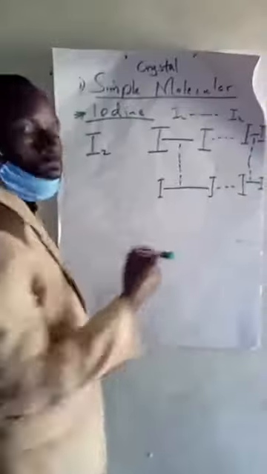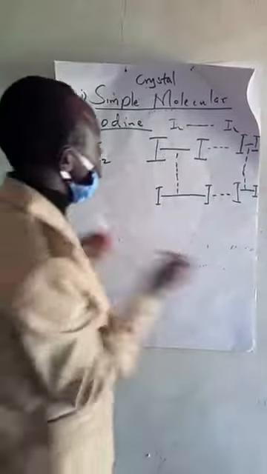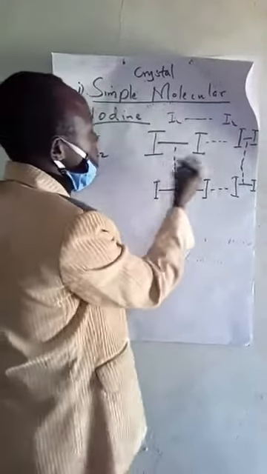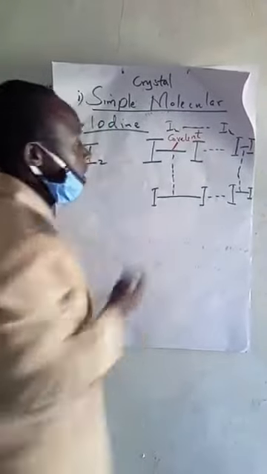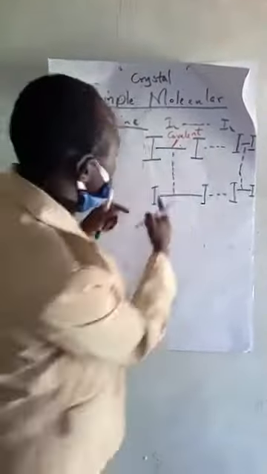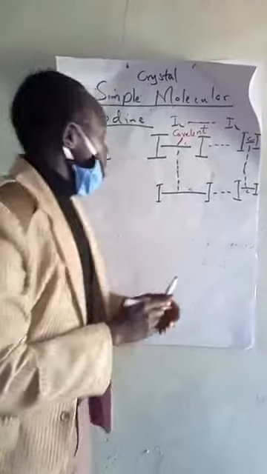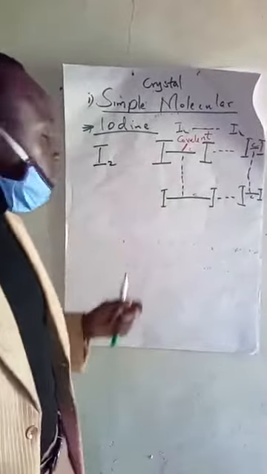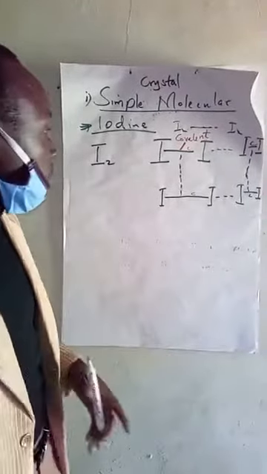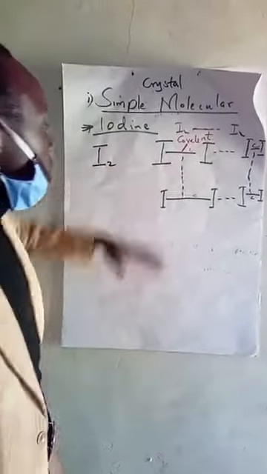Now, as we said in our last lesson, this one is a covalent bond. The bond holding the 2 atoms together is called covalent. This one is a covalent bond, this one also, this one also. This is a bond which holds 2 atoms of either the same kind or different kinds together, where, as we said, these share electrons in order to be stable.